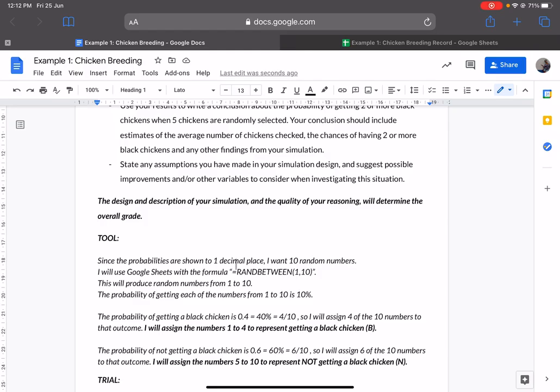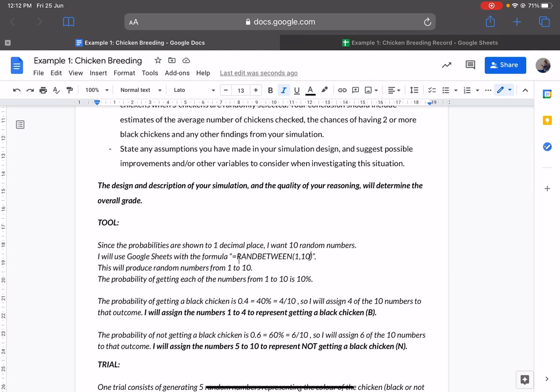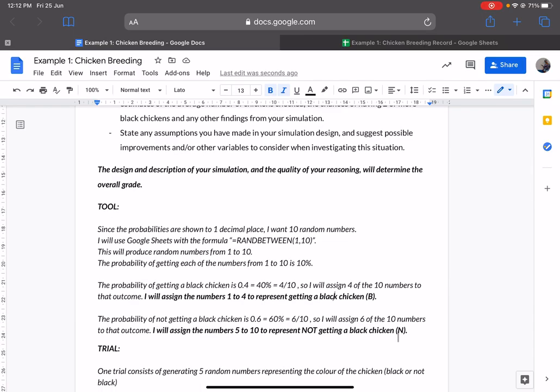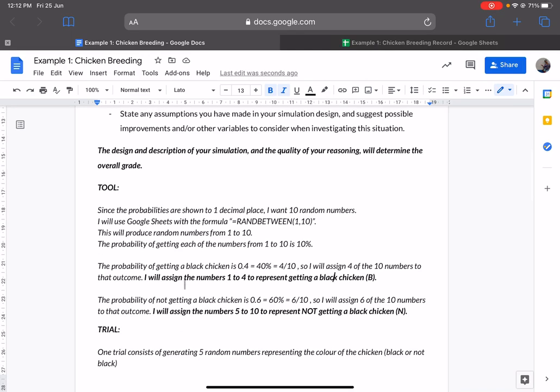So we need 10 random numbers, and this is the formula that you use when you're looking at random numbers between 1 and 10. You write 1 and 10. So we'll only generate random numbers between those 2 numbers that you've written in there. Every other part of the formula stays the same for Google Sheets, except for changing which numbers you want to go between to represent your black and not black chickens. This will produce random numbers from 1 to 10, and the probability of getting each of the numbers from 1 to 10 is 10%.